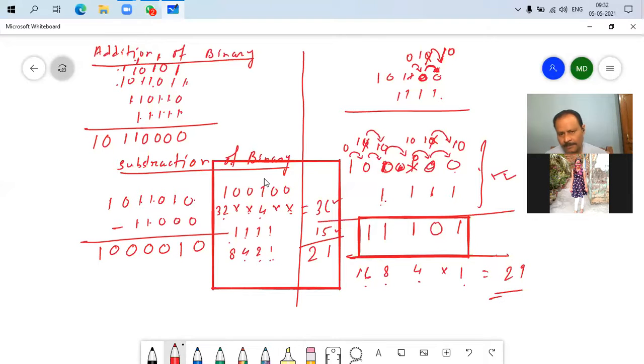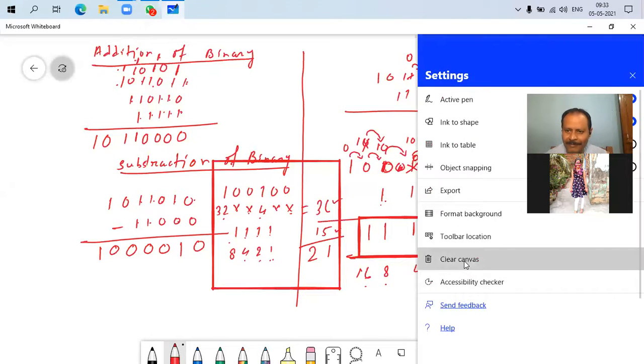Somewhere we made a mistake, so we need to check again. I'm going to solve it once again. We had made a mistake, not you, I made the mistake.